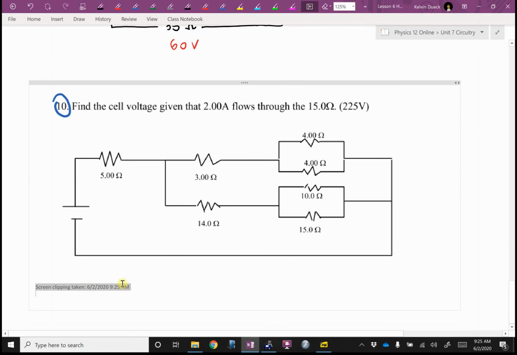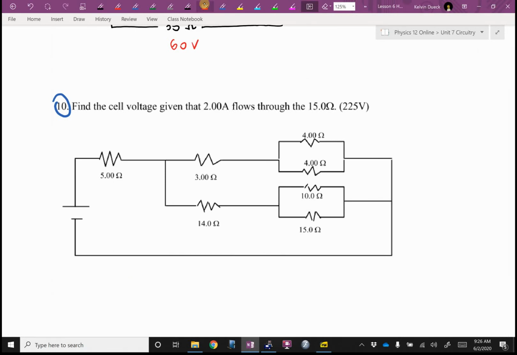You know what? The fact that they told me 2 amps goes through the 15, I might not need to rewrite this. Let's see. So I know that 2 amps goes through here, which means this is going to be 30 volts, which means this is going to be 3 amps, which means I must have had 5 amps coming through there, which means if I go I times R, 5 times 14, this must be 70 volts.